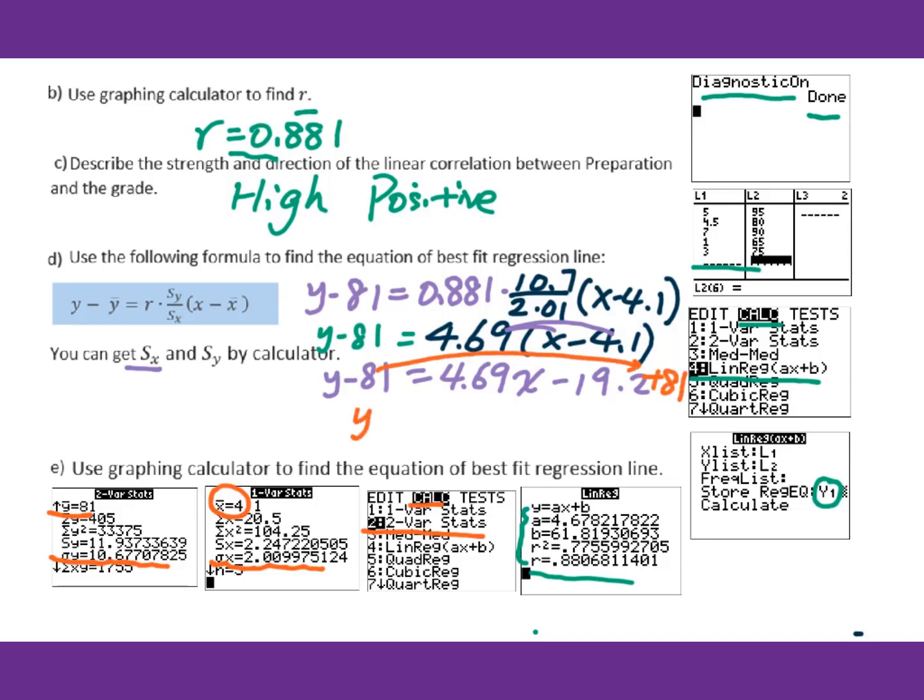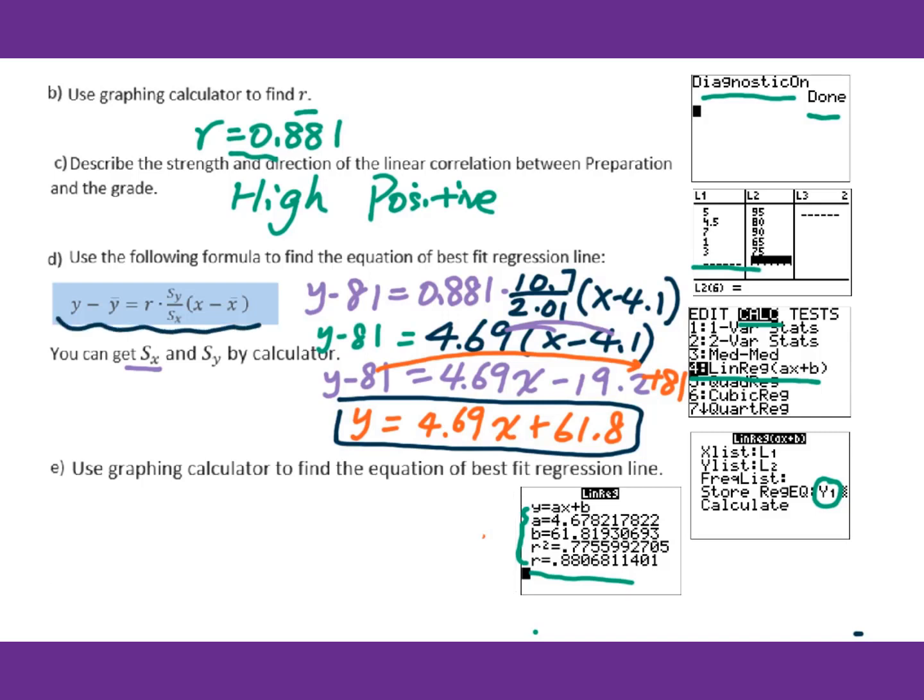So you will get y equals 4.69x plus 61.8. This will be the equation of the best fit regression line by this formula. Now let's go to E.